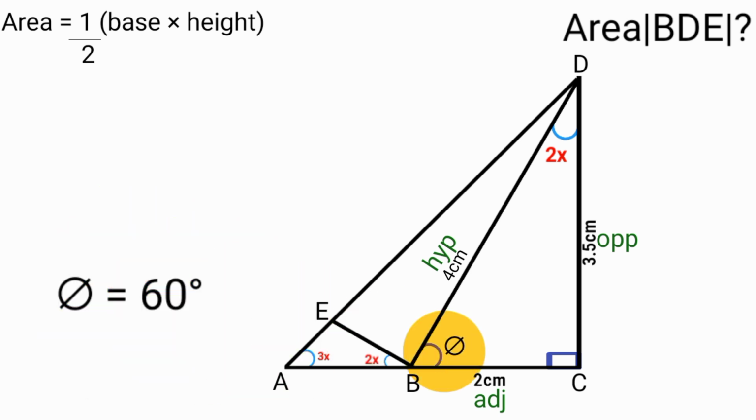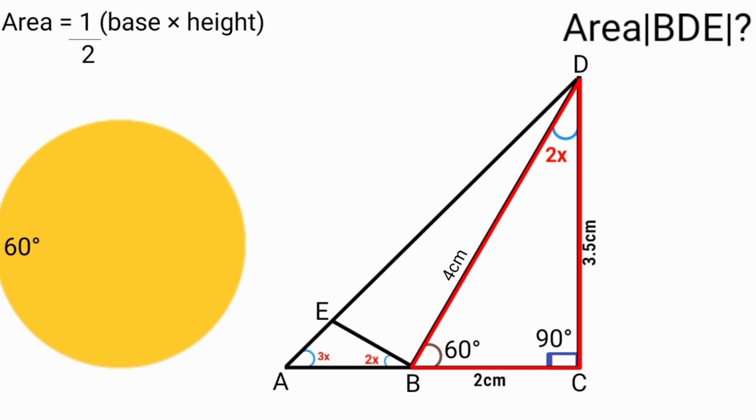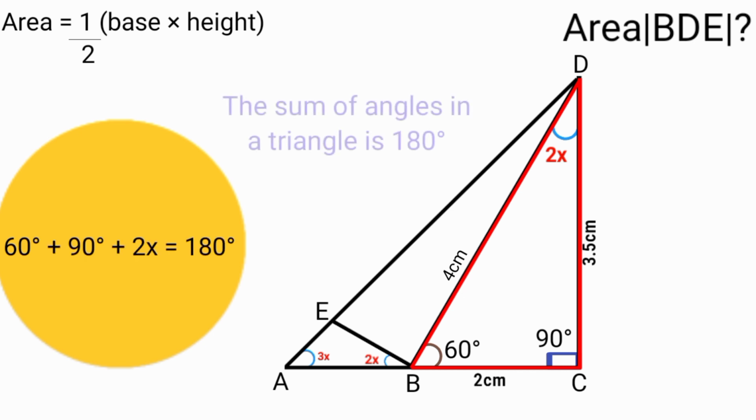We found the size of this here to be 60 degrees. So since this is 60 degrees, this here 90 degrees, and this 2x, to find the size of the other unknown angles, we need the value of x. So to find x, we can form an equation here that 60 plus 90 plus 2x equals 180 degrees, because the sum of angles in a triangle is equal to 180 degrees.